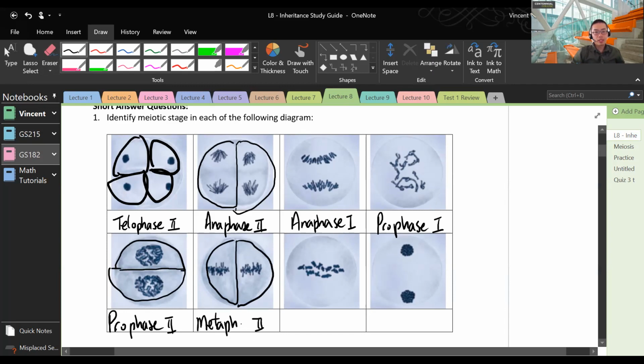Now, how do I know it's 2 and not 1? Well, because there are 2 cells, right? If it's just 1 cell, that means we have not gone through the first division yet. So it's still meiosis 1.